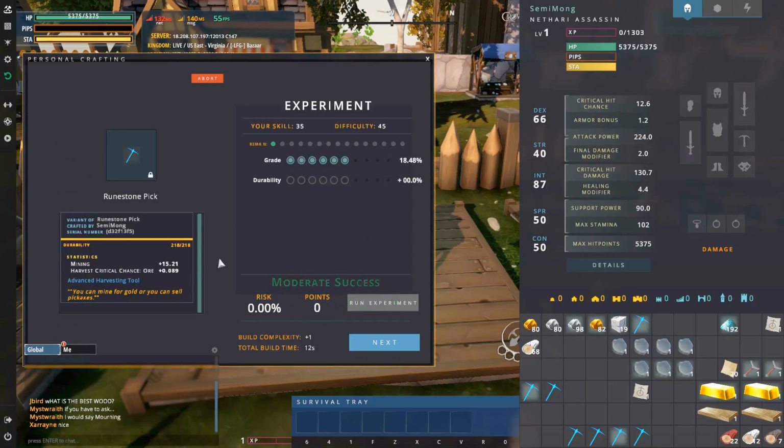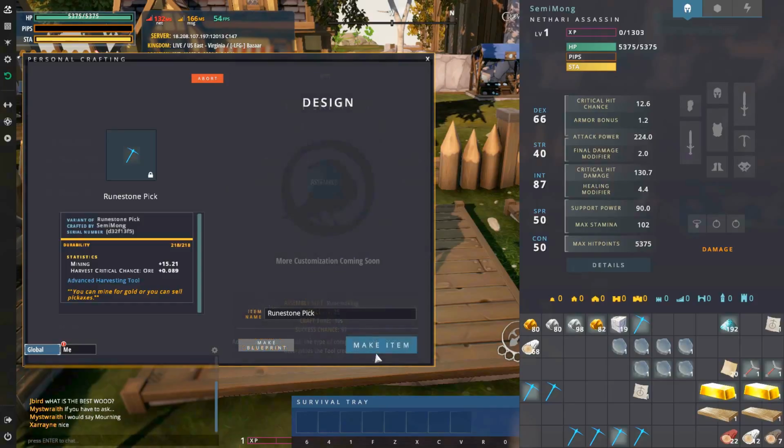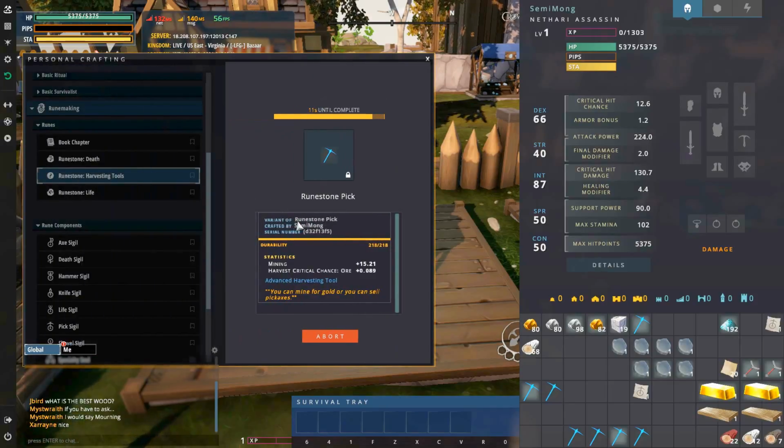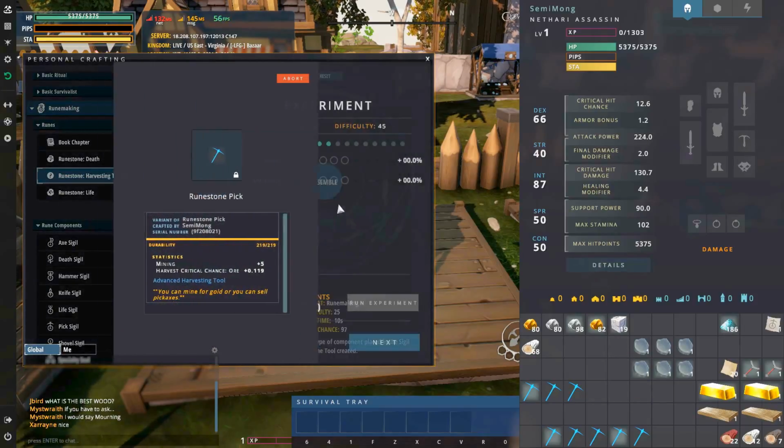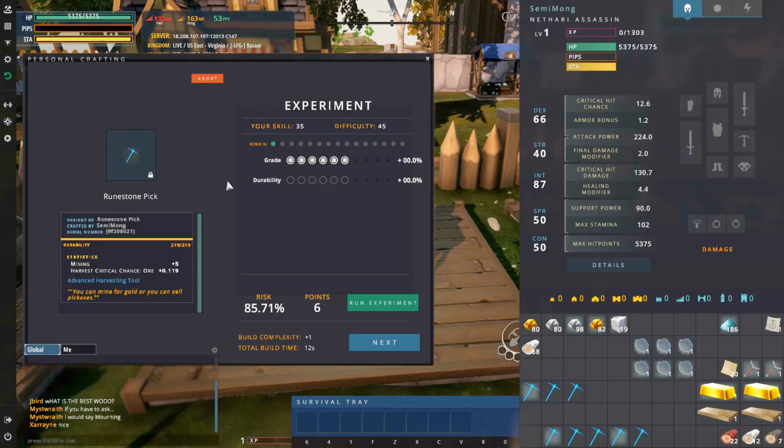Moderate success. We've got an alright one there. 15. A good backup one. Always failing on the durability. It's always that last little pip. There we go. I wonder if you can get a plus 50 one. That'd be insane. Can you imagine? Alright. Last pickaxe. And then we move on to the max durability.